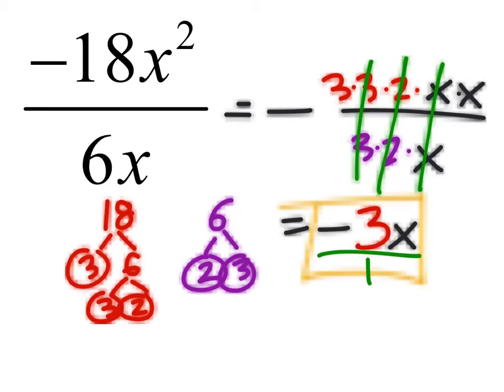Now if you put that over 1, I'm okay with it. It means the same thing. But some people are really picky about that and don't want you to show it. Negative 3x.